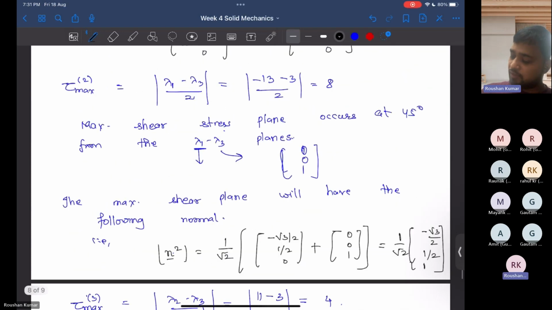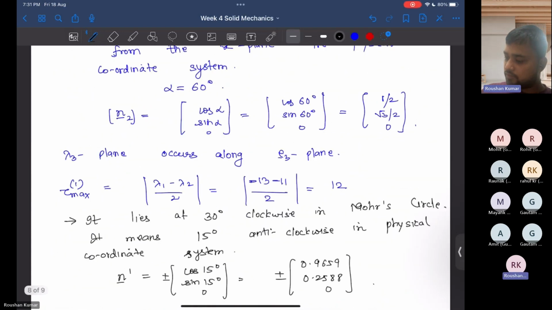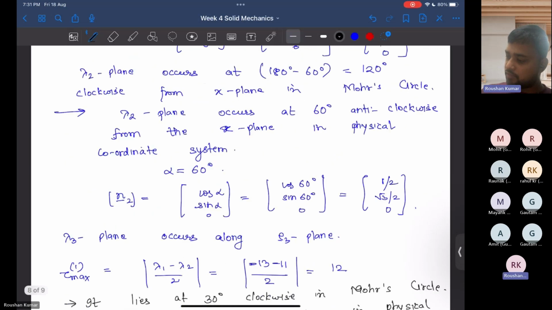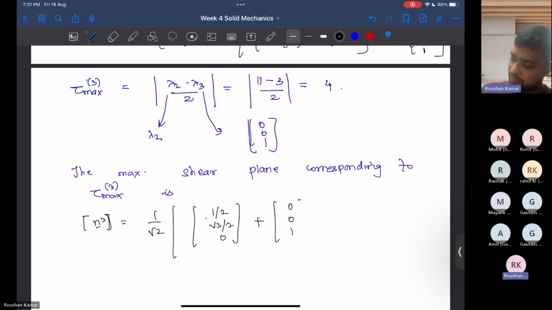What is the lambda 2 plane normal? So the lambda 2 plane we have found above: 1 by 2, root 3 by 2 and 0. Plus 0 0 1. And if we take the summation here, then we get 1 by 2, root 3 by 2, 1.